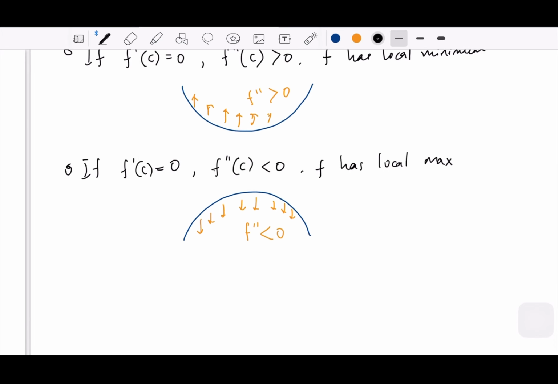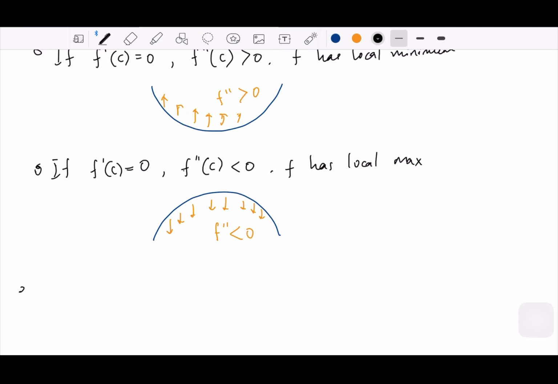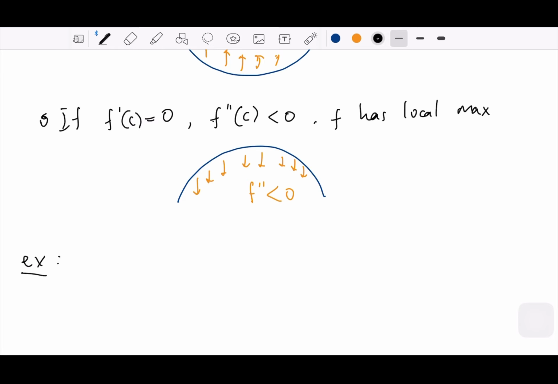Now let me give you a function just to illustrate how we can try to find maximum and minimum values, and then find concavity and the inflection point. Let's try a simple function: x cubed minus x squared.